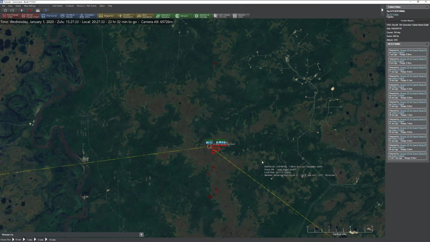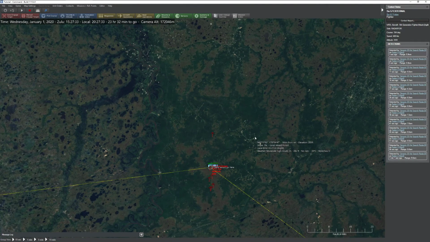Now the cool thing here is even though I can detect these stealth aircraft with my long-range radars, I can't engage them with my more accurate shorter wavelength radars. So it's really critical that when you're planning these kinds of operations, you keep these things in mind as you do them. All right, one last demonstration.